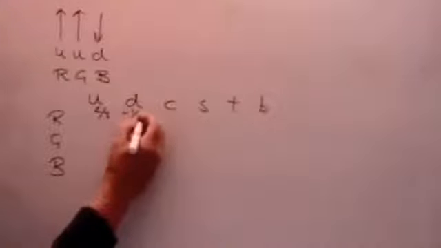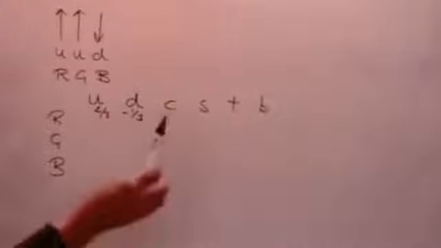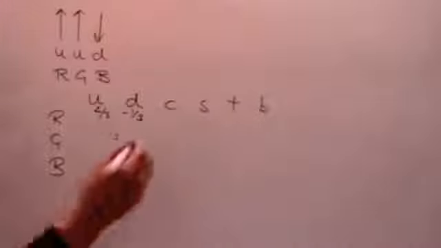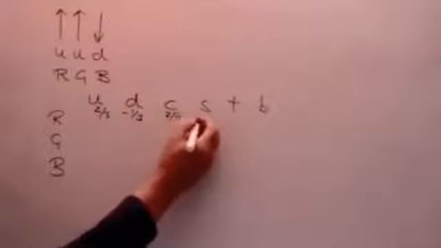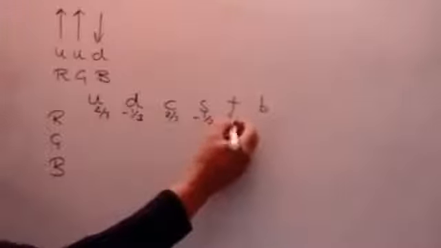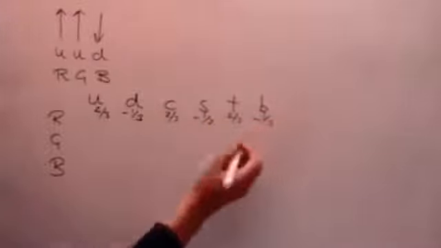The charges on those quarks, if you remember, the up quark has 2/3, the down quark has -1/3. And then the charm and strange and the top and bottom are just heavier versions of the up-down combination. So they too have the same charges, 2/3, -1/3, 2/3, -1/3. And the difference in charge between these two is +1. 2/3 minus -1/3 is +1.